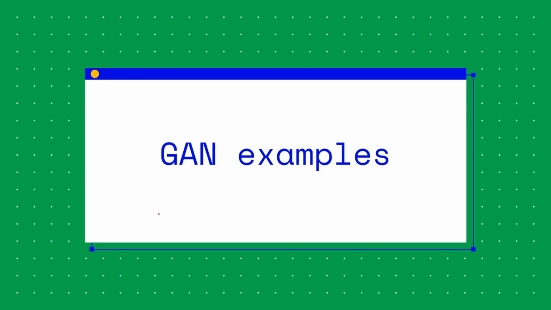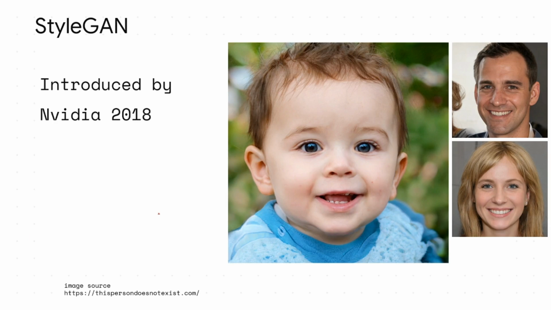Looking at some examples, we start with StyleGAN. StyleGAN was introduced by NVIDIA in 2018. The models produced by StyleGANs are capable of generating very high quality photorealistic images, right? So these pictures that you see here, these people do not exist. They are image data produced by StyleGAN.